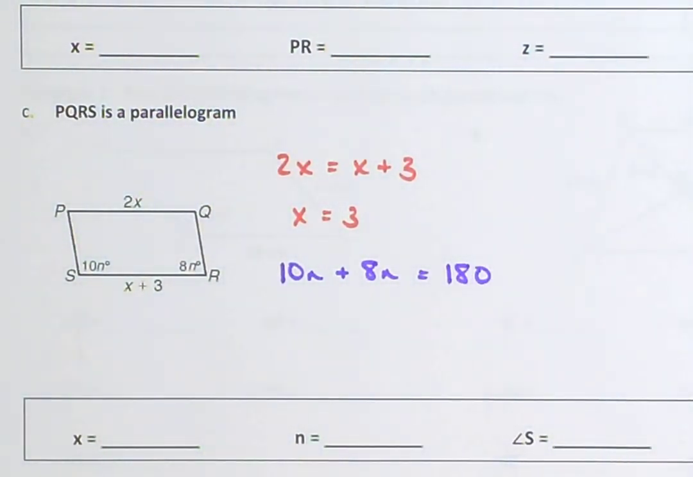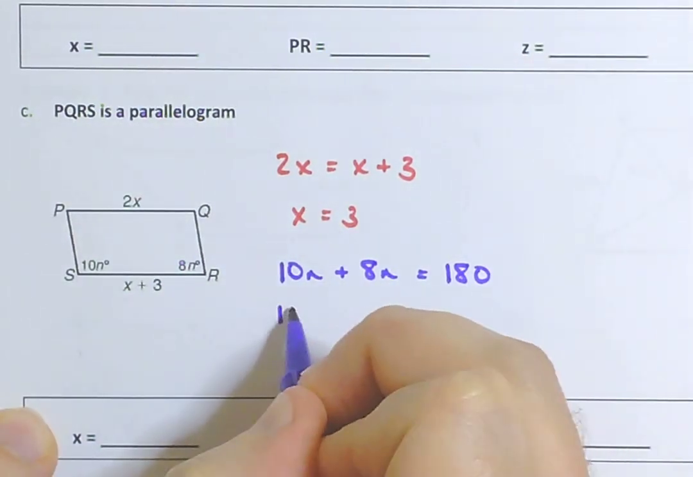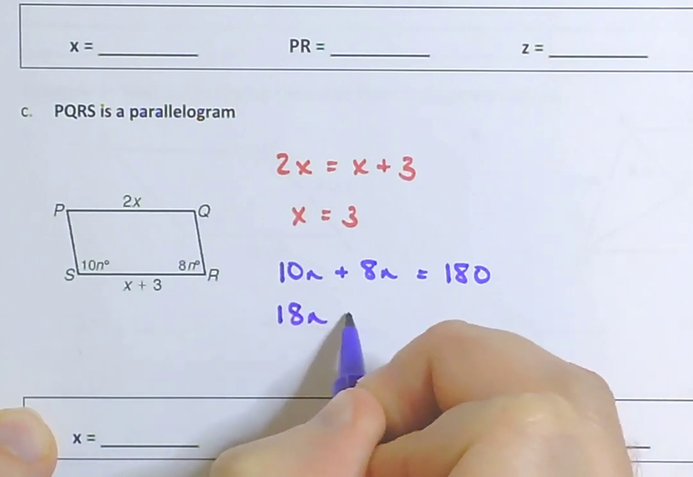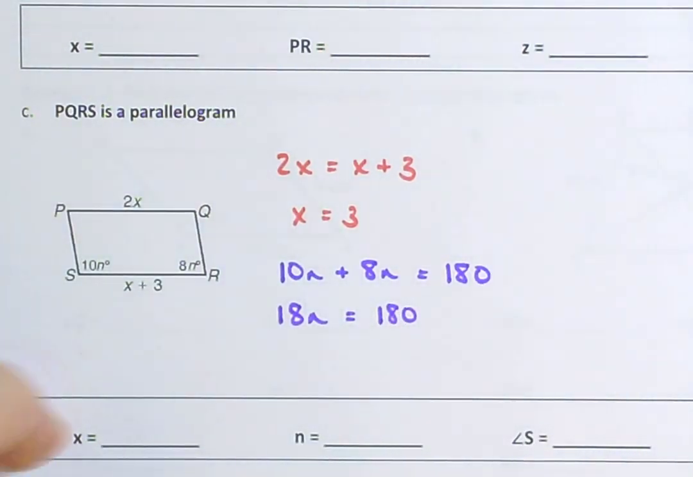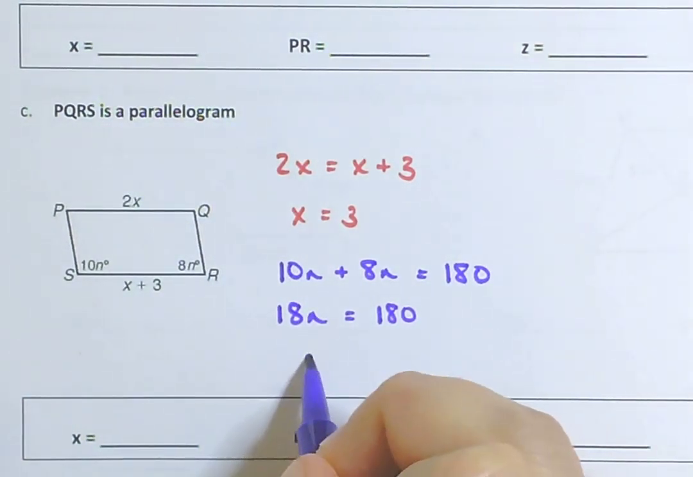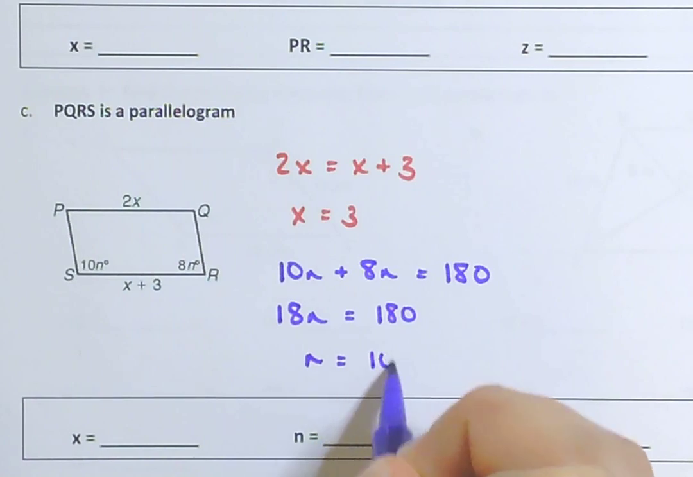So I have 10n plus 8n equals 180. We're going to go through. Remember, it is imperative to combine like terms first. So I'm going to get 18n equals 180. I'm going to go through and divide, and I will get n to equal 10.